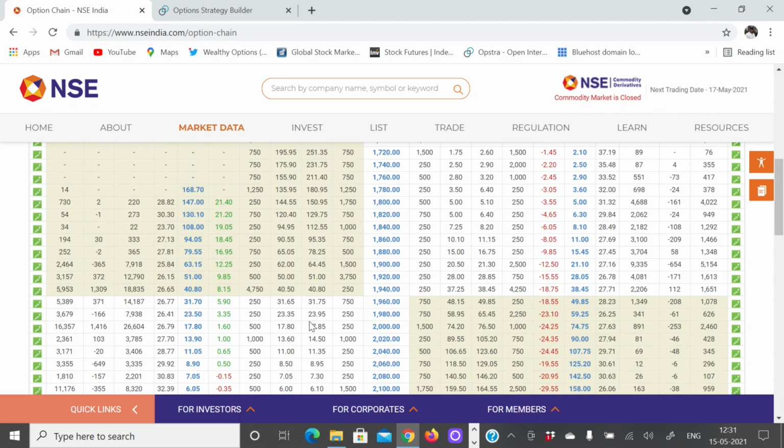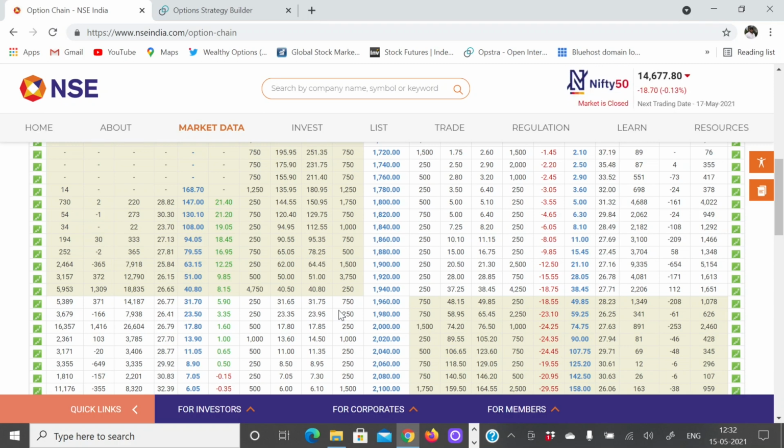Let's say an investor wants to buy Reliance at 1940 by the end of the contract. He can choose the 1940 call option, which is trading at a premium of 40 rupees 80 paise. Now if the investor is happy to pay a slightly higher price, he can choose 1960, 1980 or 2000 rupees. So what is the difference here?